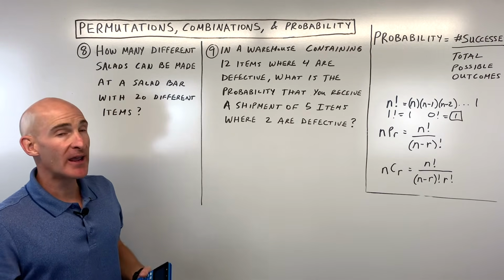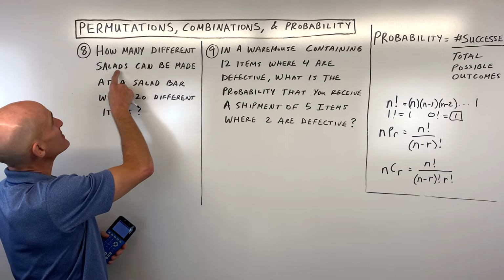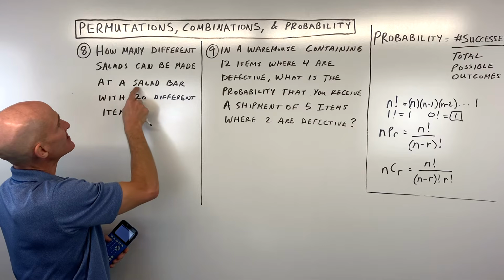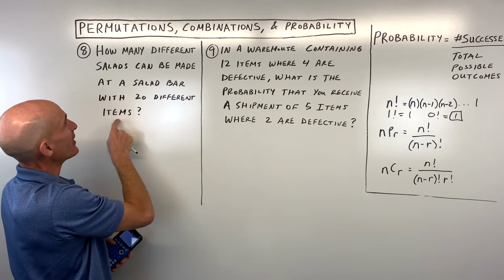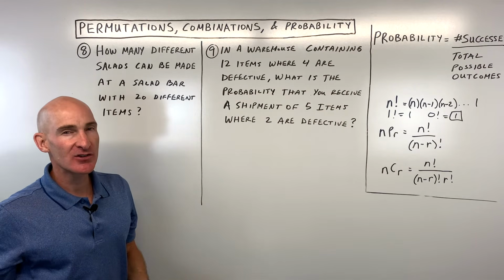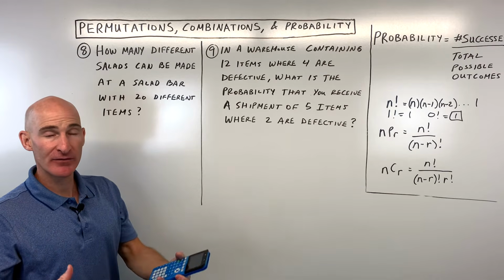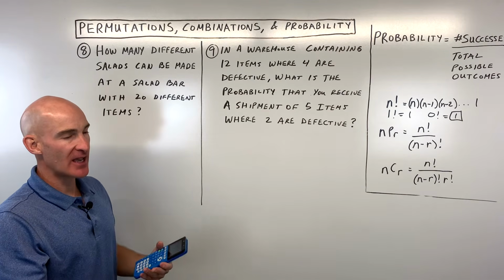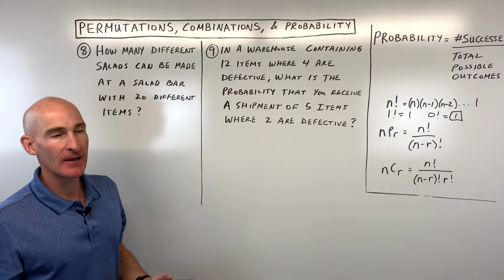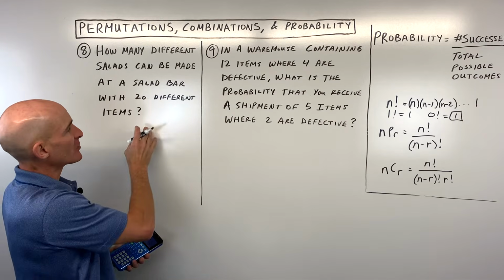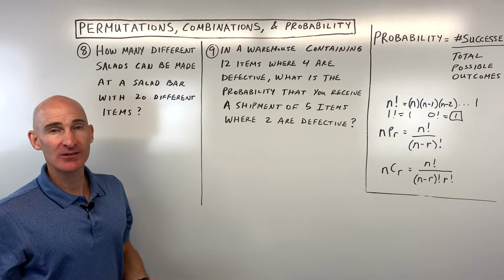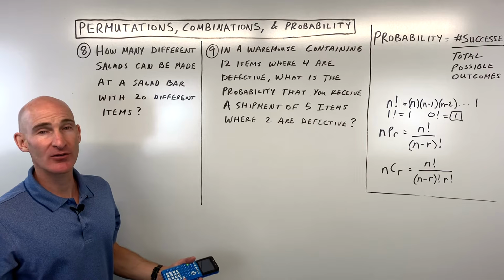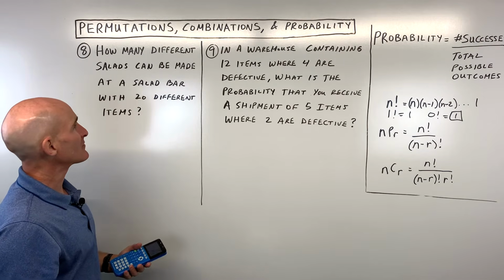Okay, let's try number 8 now. It says, how many different salads can be made at a salad bar with 20 different items? Okay, this is an interesting question. So it's just asking, you walk up to the salad bar, how many different salads are possible? Well, it doesn't say you're making a salad with 5 ingredients or 7 ingredients or 3 ingredients. It just says how many different salads can be made.